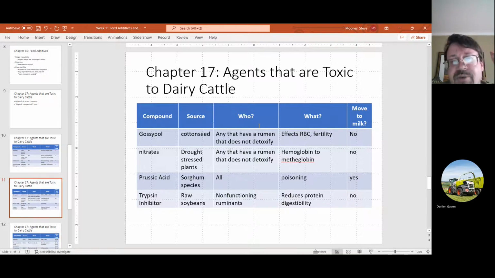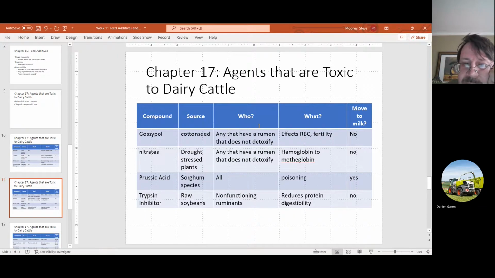Nitrates, drought stressed plants. If we don't overdo it, the rumen can turn those into something that could be used in the A pool of protein. It talks about the problems associated with hemoglobin turned to methemoglobin. So I assume that has to do with anemia and lack of oxygen transfer, things like that. Does it seem to move to the milk?